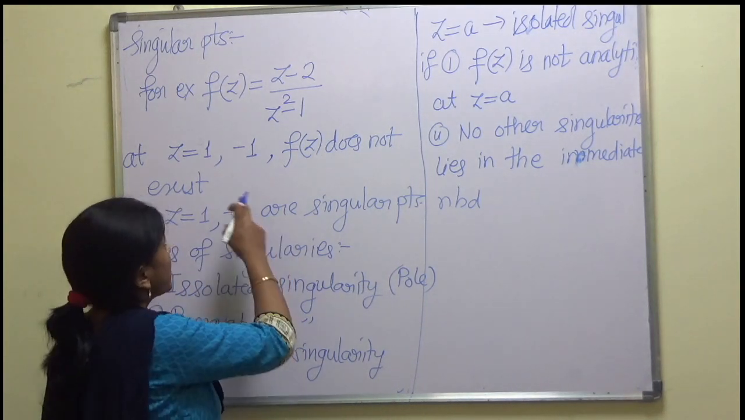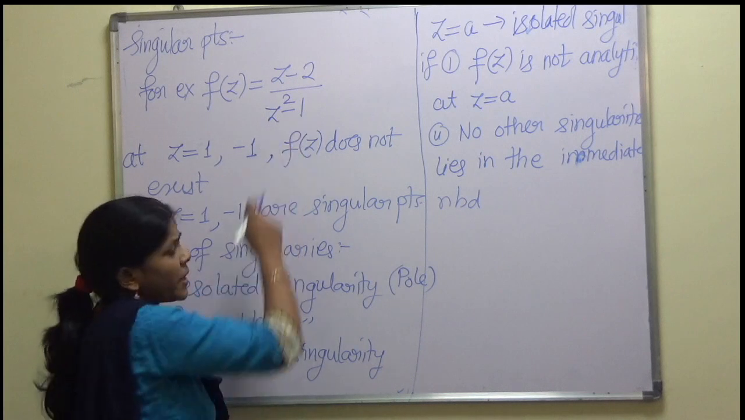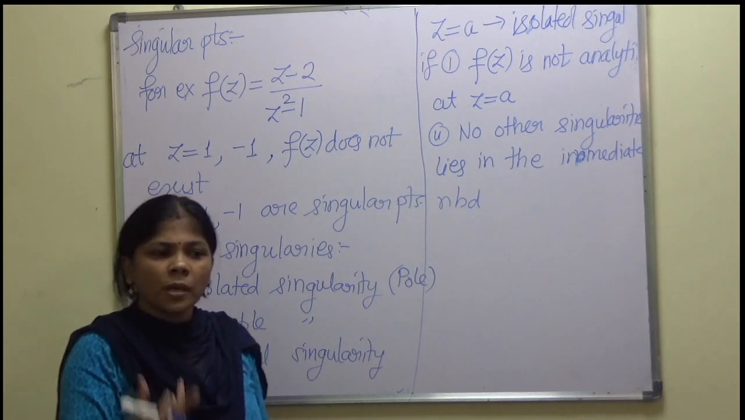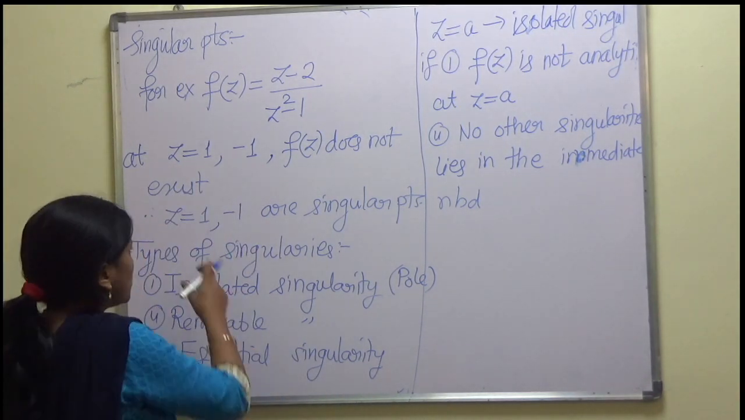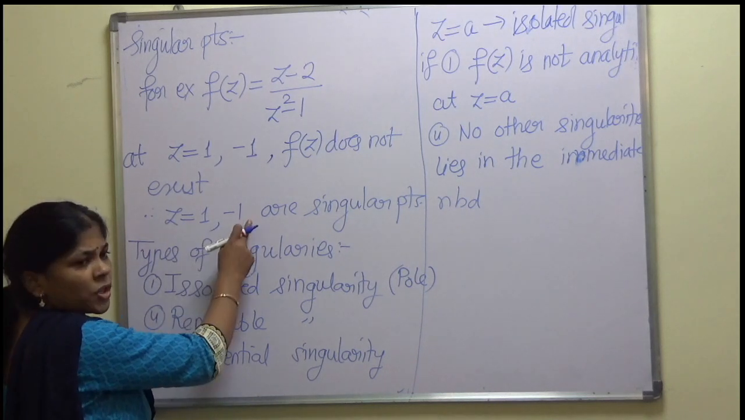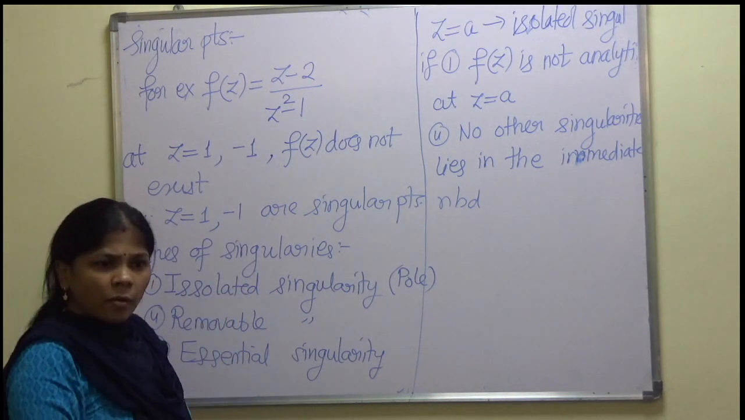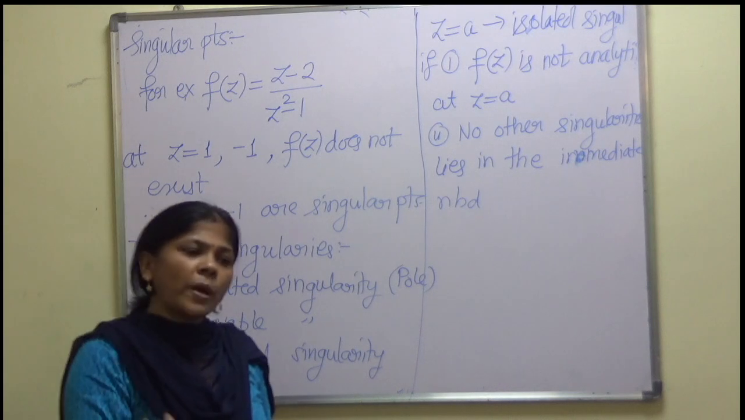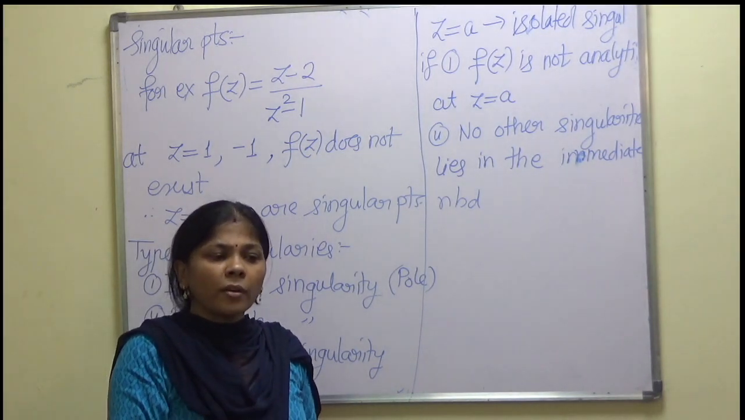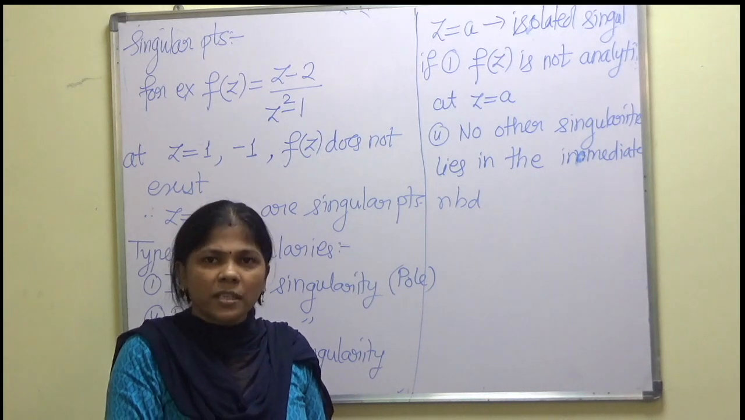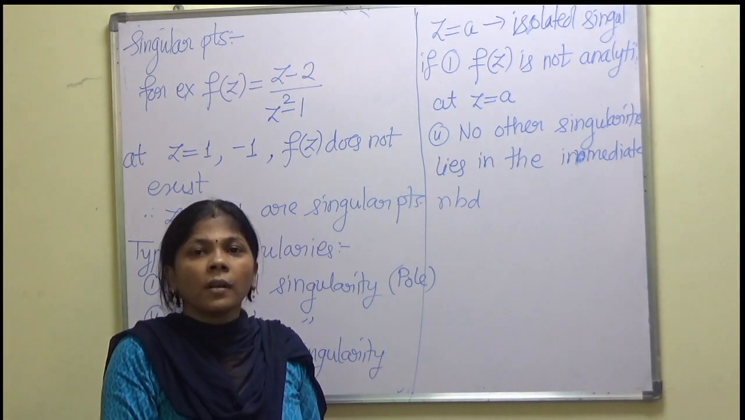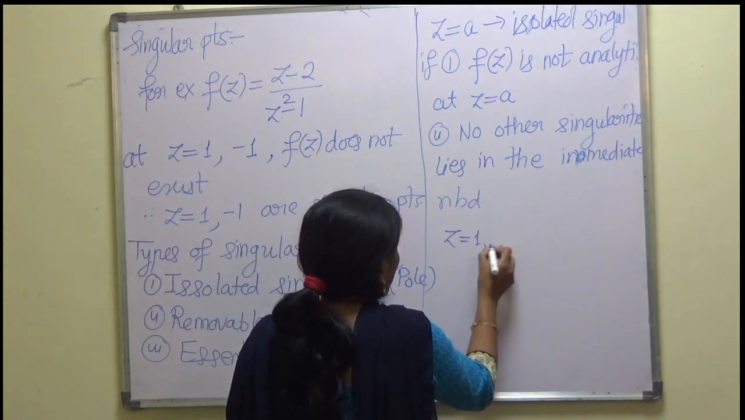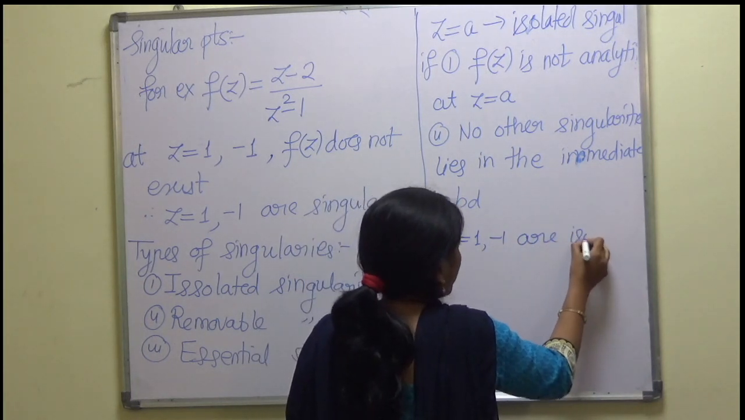We can take the same example, z minus 2 upon z square minus 1. The first condition is that z equal to 1 and z equal to minus 1 must be not analytic, and obviously the function is not analytic at these two points. So they are singular points, and in the neighborhood of z equal to 1, at 1.1, 1.2 and so on, we are not finding any other singular points. That's why these are called isolated singularities. So in the above example, z equal to 1 and minus 1 are isolated singularities.